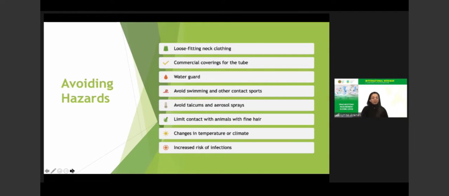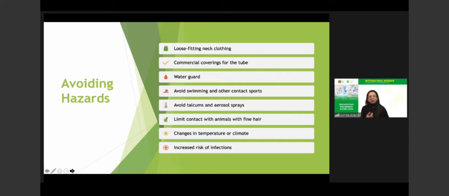You need to avoid hazards. This is now specifically for patients who can look after themselves in the community. Loose-fitting neck clothing for easy access. The patients would have to use commercial coverings for the tubes, because it actually does prevent anything foreign from coming in. Some patients do like using scarves, but it's not really recommended because it doesn't have that filter or that barrier that actually helps prevent anything from going in.